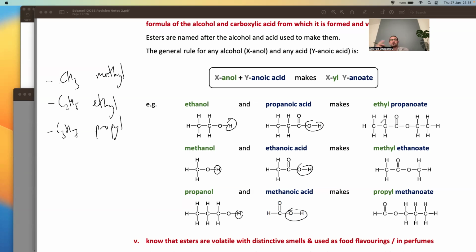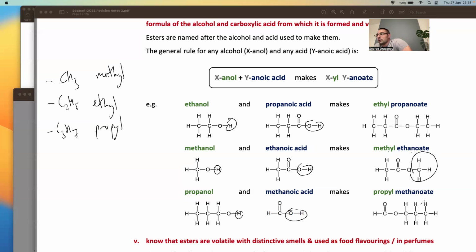It's been twisted, so you've got to take that into account. Now, this one, on the alcohol ending, will be ethyl and then propanoate. And the methanol part will be from this part here. It's 1 carbon. It'll be methyl, then ethanoate.